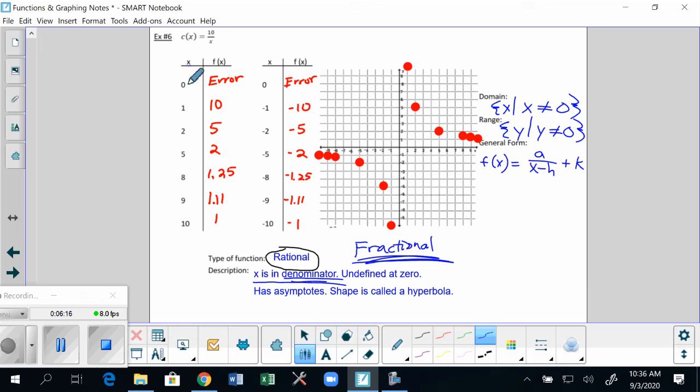Now, this is going to be undefined at 0. There's a rule in math: you can't divide anything by 0. You'll get an error on your calculator. If you try to do 10 divided by 0, it comes out as an error. So what does this graph look like? We see all these separate points. The graph of a rational function actually makes two separate curves.